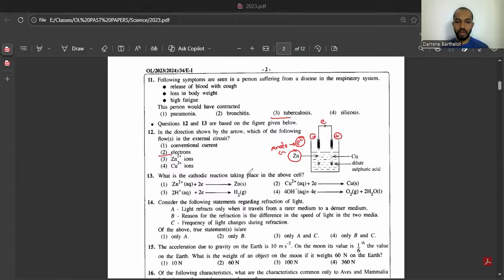Then 13, what cathodic reaction takes place in the above cell? As you know, electrons are moving towards the copper, so copper will be the cathode. Electrons are negatively charged, so if negatively charged electrons are moving towards the copper, there should be a positively charged ion which obtains these electrons. When you take dilute sulfuric acid, it's a strong acid, which means it will ionize to form H plus and sulfate ions. So H plus ions are the ones which can gain these electrons to form hydrogen gas. So the answer should be the third answer.